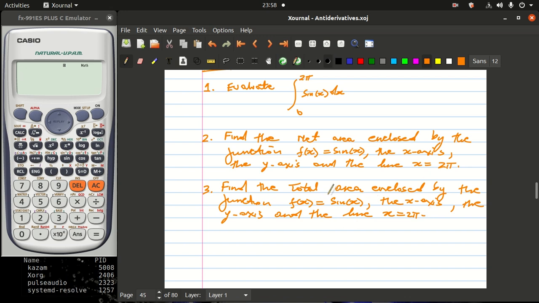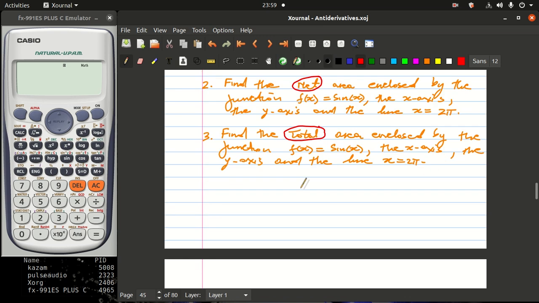If you can see something here between 2 and 3, the only different words here, you just have a net, and here you have a total. This is very important when you are answering questions. In most cases, when the question says find the area enclosed, there is no need for you to distinguish between a net and a total, because it's going to be the same thing.